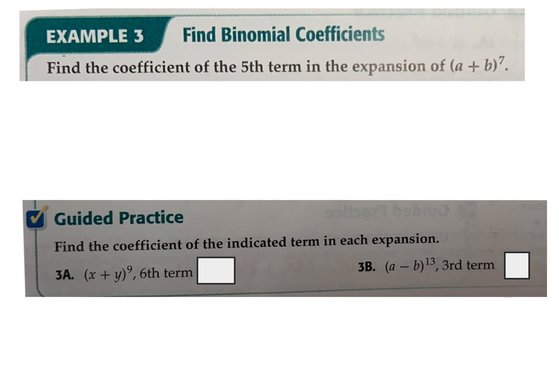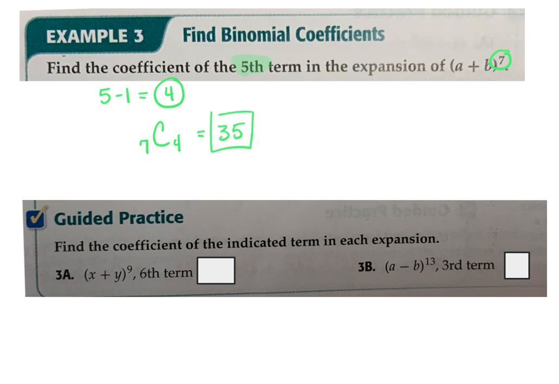And so if they want the 5th term, you're going to take that 5 for the 5th term, and you are going to subtract 1 to figure out what your r is for your combination. And so you're going to use the 7 as your n and the 4 as your r to find out what that coefficient is. And you're going to say, well, it's a combination of 7 things taken 4 at a time. So the coefficient for this one, when you put it into your calculator, you will get 35.